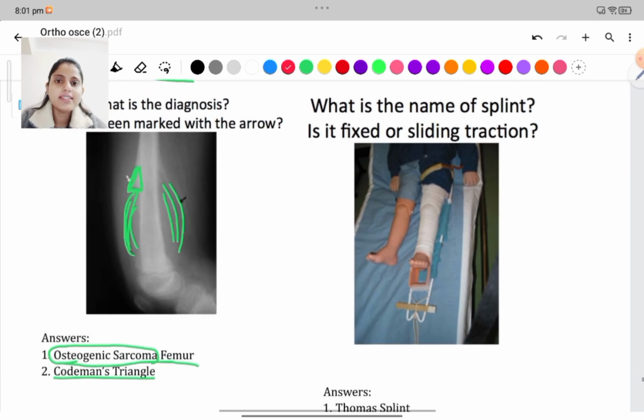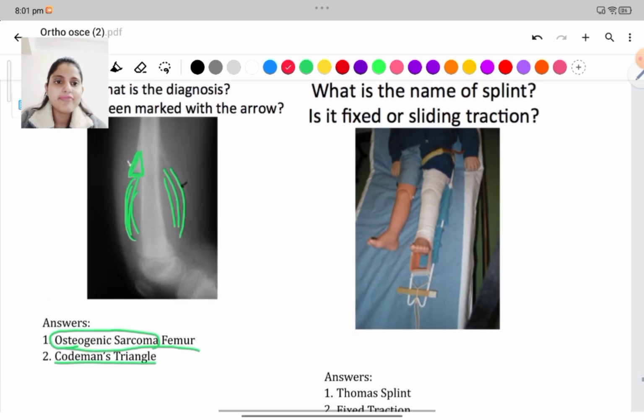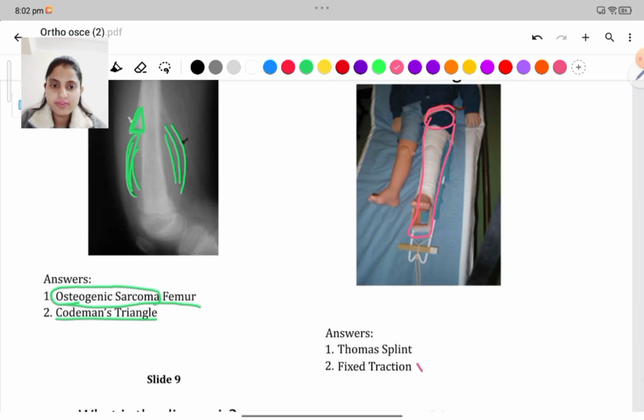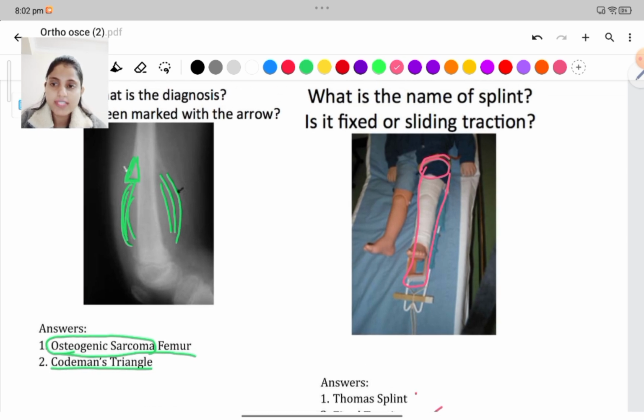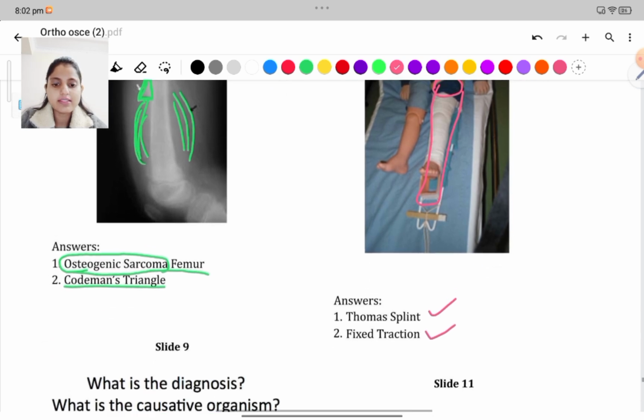Question number 10. What is the name of the splint and is it fixed or sliding traction? Here we can see that only part of the body is used as the counter traction. So this is fixed traction, and this is the Thomas splint. In sliding traction, the whole body acts as the counter traction.